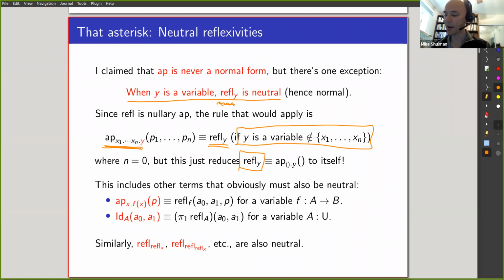Like if you do app of a variable function, then that turns out to compute to refl of that function applied to something, and then you can't compute any further because you've got refl of the function. Or if you have an identity type of a variable type, there's nothing you can compute that to, so it computes to refl of that type as long as the type is in the universe, and that it doesn't go any further than that. And then you also get the refl of refl and refl and so on, which are also neutral.